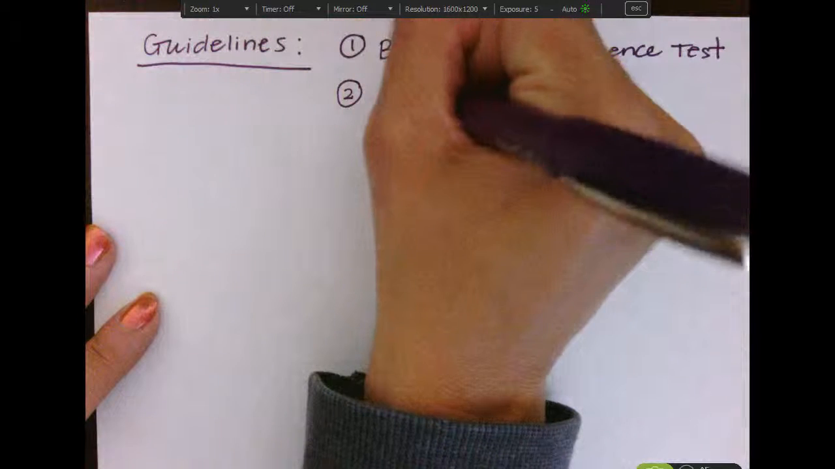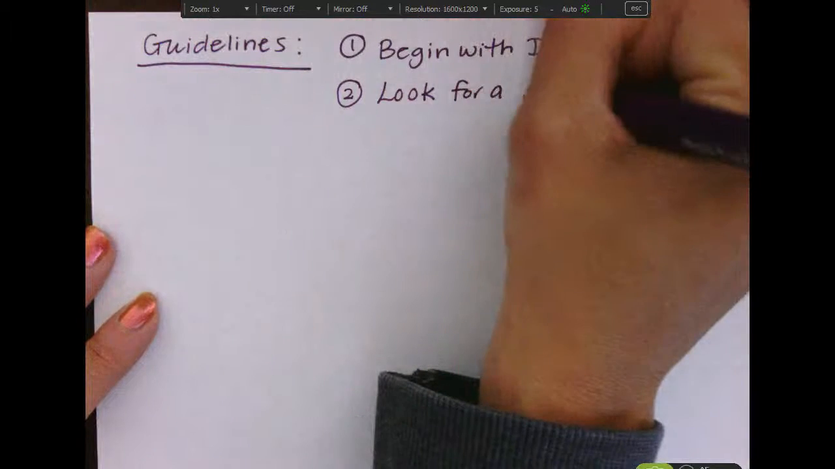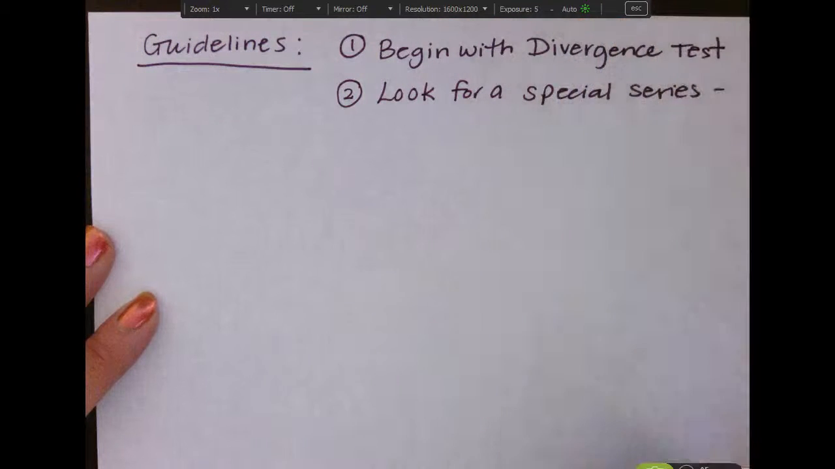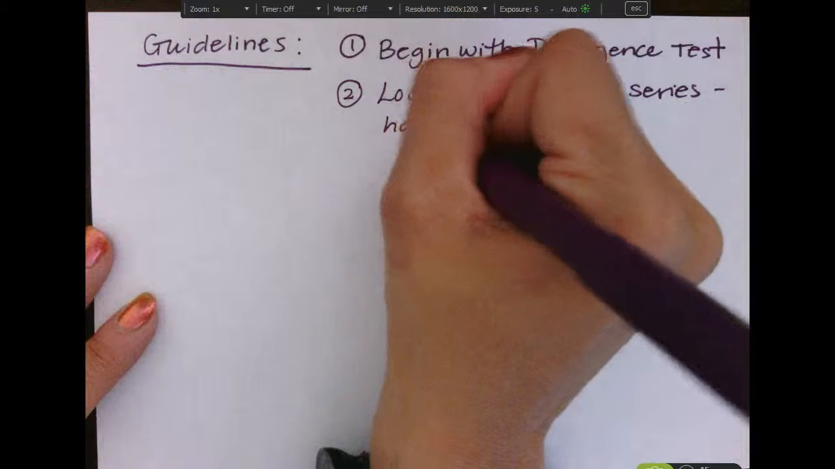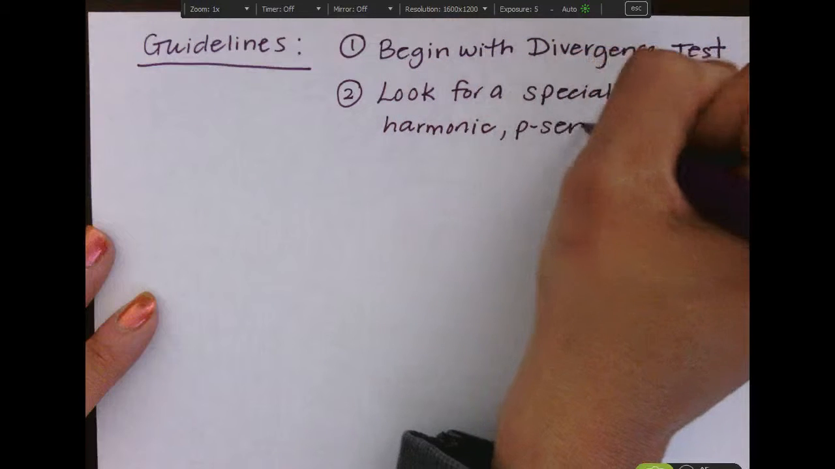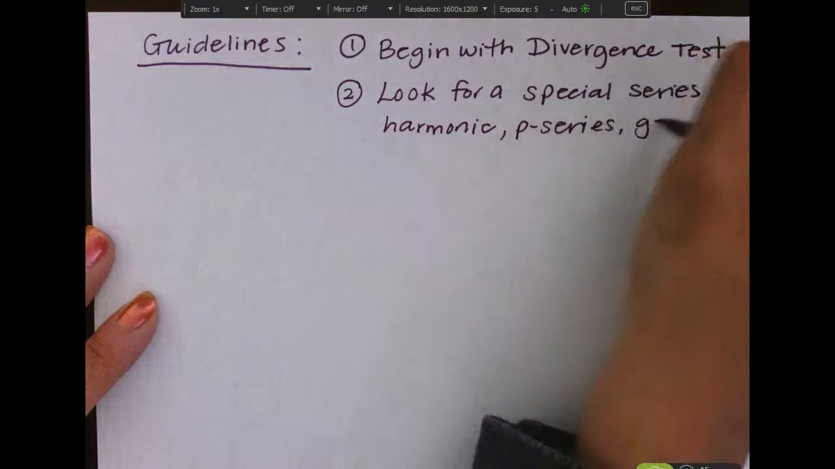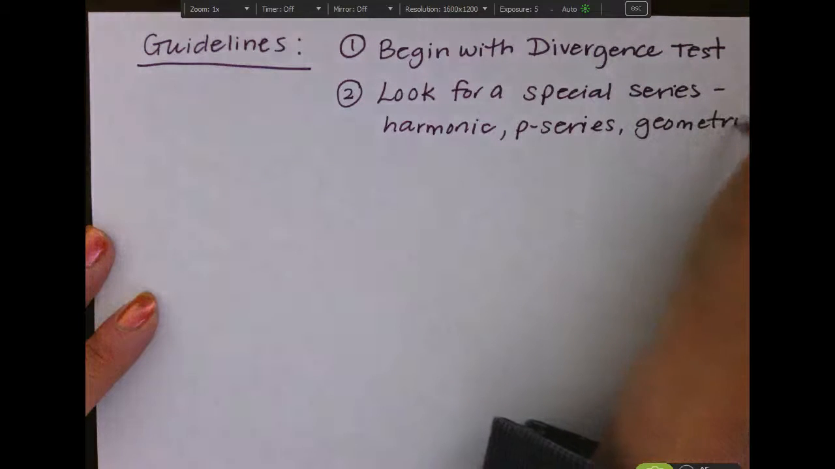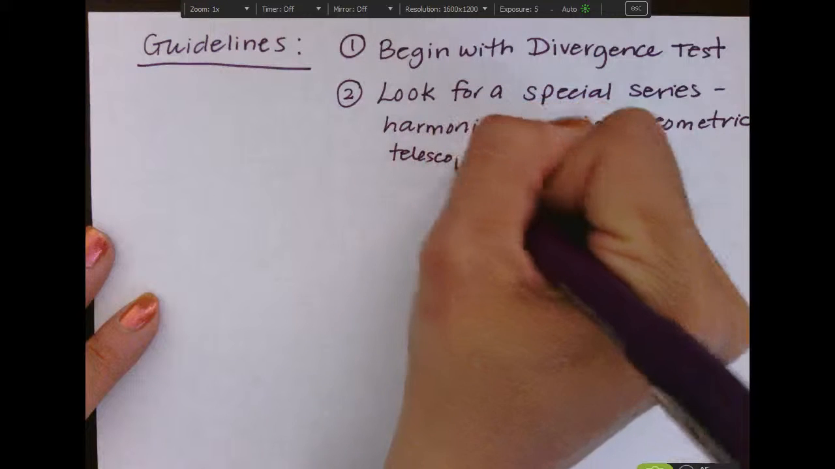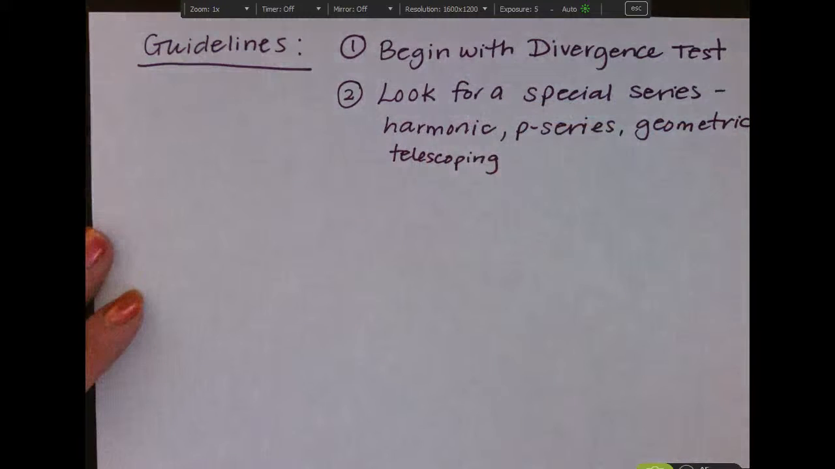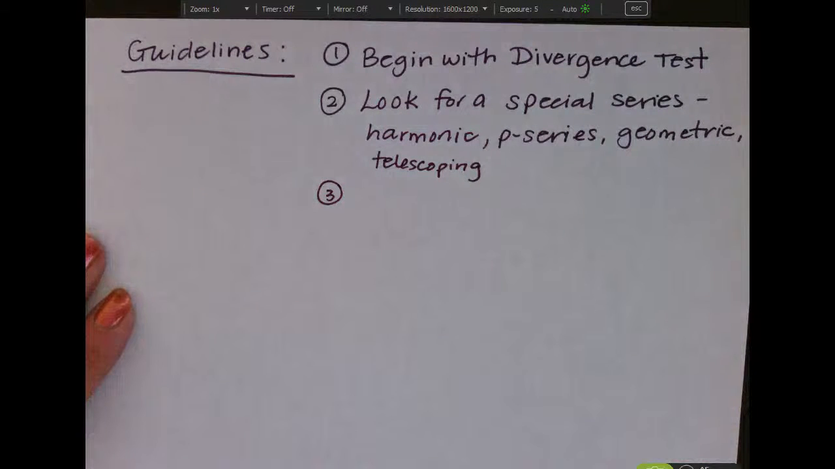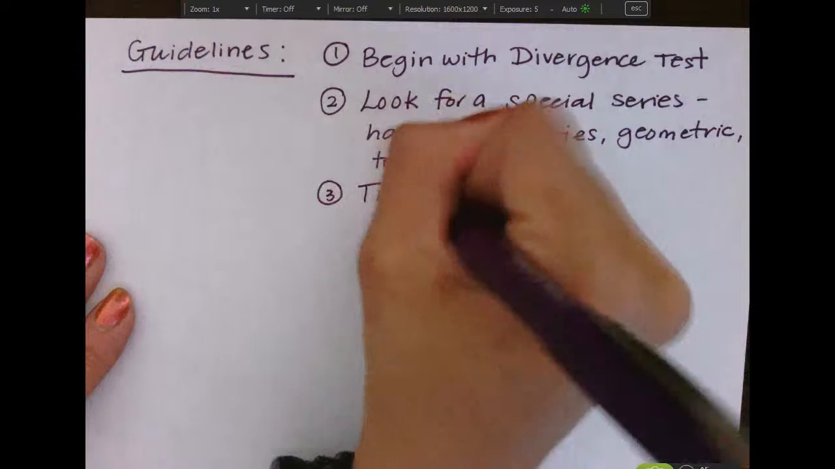Next, what we might do is look for one of our special series. And so special series, we have the harmonic series, which also led into the p-series. We had geometric, which was easily handled, and we also had our telescoping series. So you'll want to look for those possibilities and use their own special rules there. If it doesn't fit any of those, you might try the integral test.